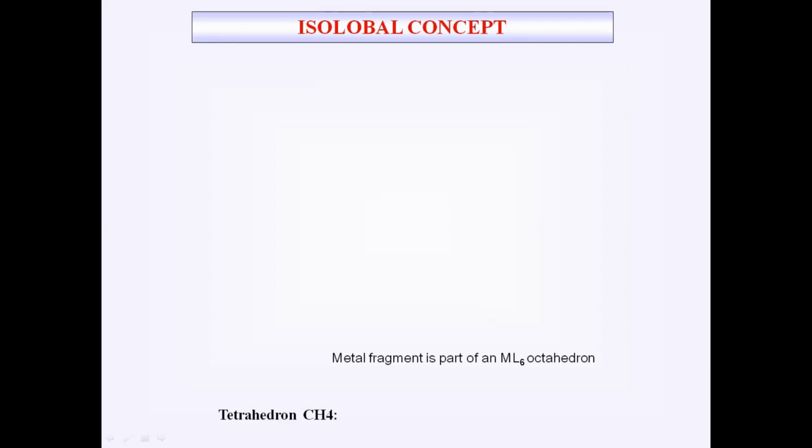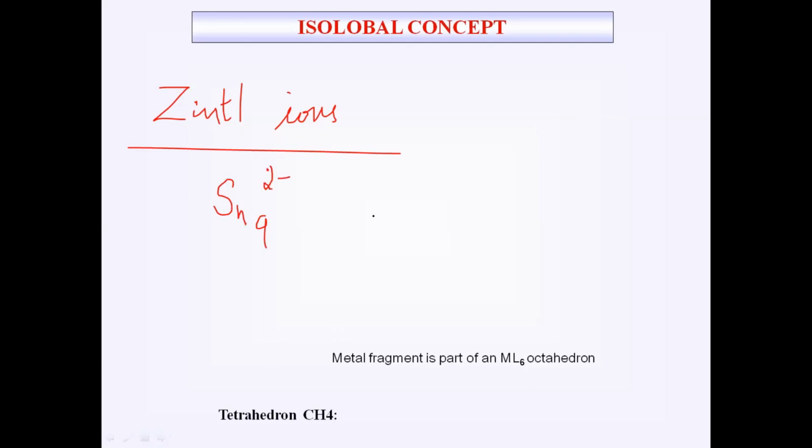Zintl clusters or Zintl ions. Okay, Zintl ions, for example, I tell you, tin. So 9 tin atoms can join together to form a Zintl ion. Something of this structure it forms. I'll try to draw the entire structure. This is very difficult through this software. However, I'll try my level best to show you how it looks.